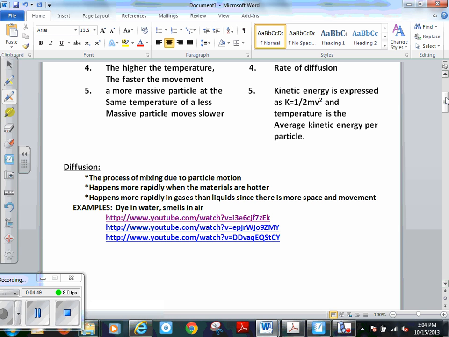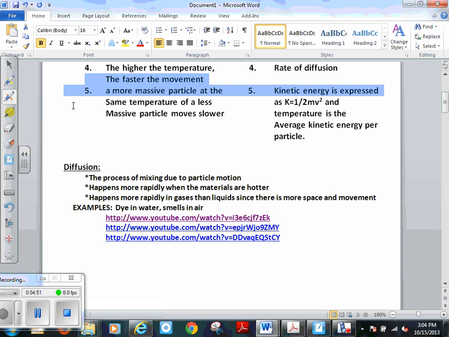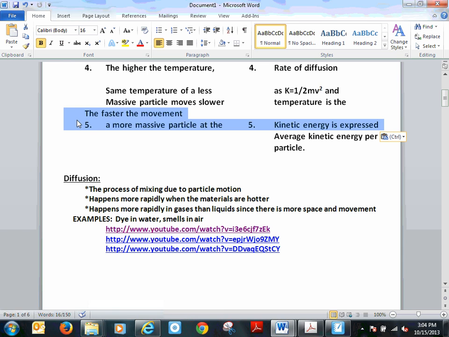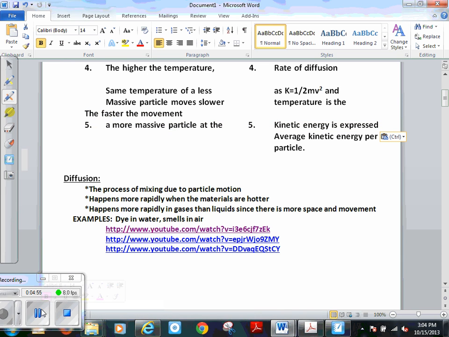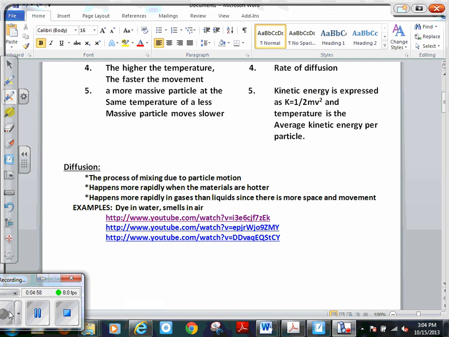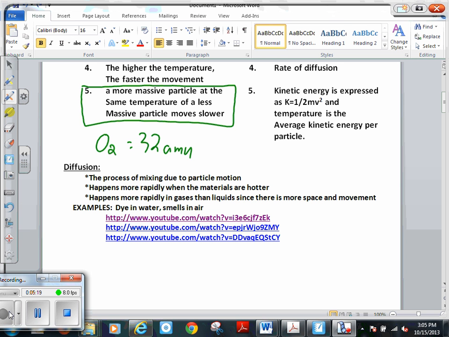So a more massive particle, it says right here, a more massive particle at the same temperature as a less massive particle moves slower. So if we have O2, the mass of one O2 molecule would be 32 atomic mass units.